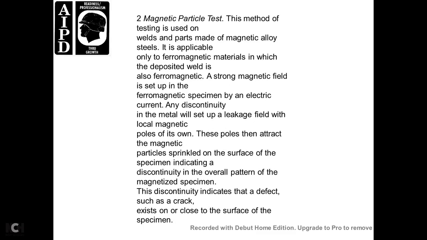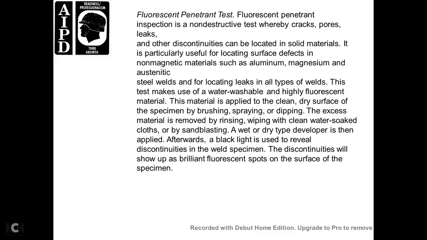Magnetic particle test. This method of testing welds is applicable to ferromagnetic materials in which the deposited metal is also ferromagnetic. A strong magnetic field is set up in the ferromagnetic specimen by electric current. Discontinuities in the metal cause a leakage field with local magnetic poles of their own. These poles attract magnetic particles sprinkled on the surface of the specimen, indicating the discontinuity in the overall pattern of the magnetized specimen. Discontinuities indicate defects such as cracks existing at or close to the surface of the specimen.